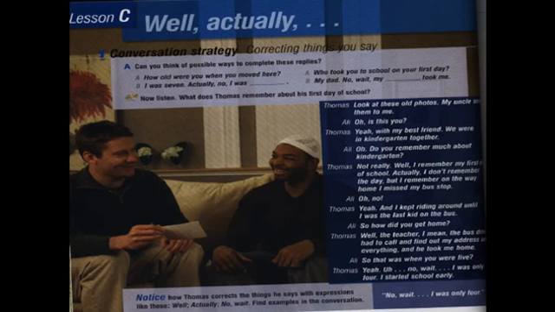Okay. Now we are going to talk about a conversation strategy, correcting things you say. Now, in each unit, in lesson C, we used to talk about a conversation strategy or a technique that we can use while we are talking or communicating with someone.